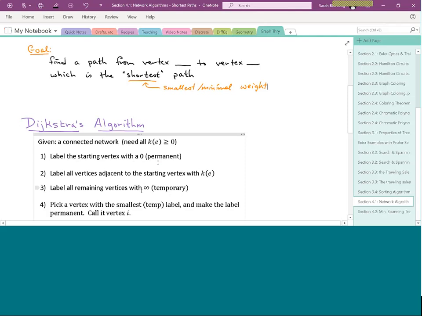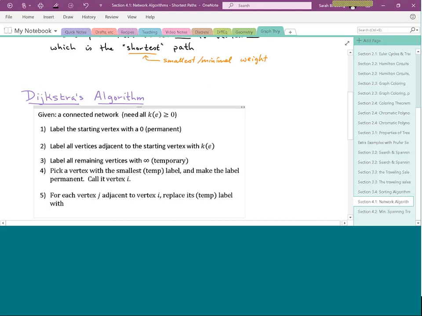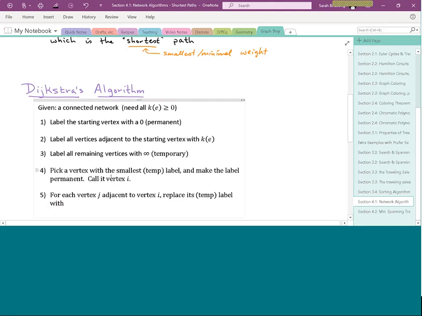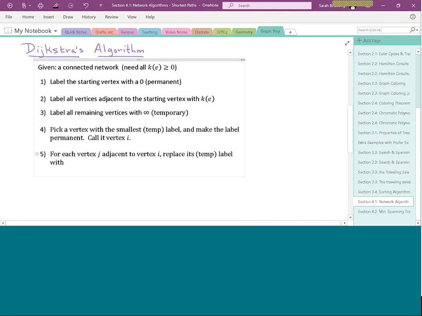Now, how do we change temporary labels to permanent labels? You pick some vertex with the smallest temporary label, and you convert that label to be a permanent label and call that vertex I. So this is the step that we're going to repeat. Okay? Now, for each vertex j that's adjacent to vertex I that still has a temporary label, we're going to replace its temporary label with, and then there's a formula. So here is the formula. j's label goes as follows. It's going to be the minimum.